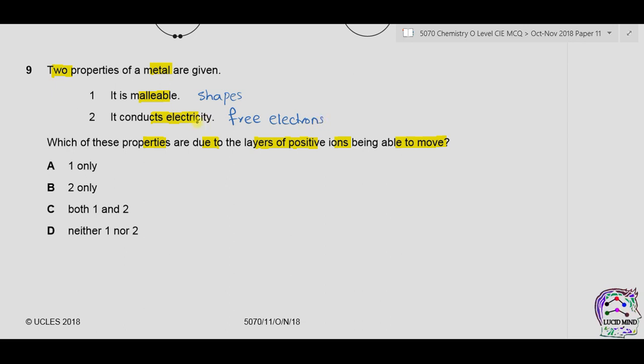In electricity conduction, only free electrons are moved, positive ions stay in place, while in malleability, different shapes can be made because in metals, the layers of positive ions are able to move over each other, so different shapes can be formed. So it is 1 only. Answer is A.